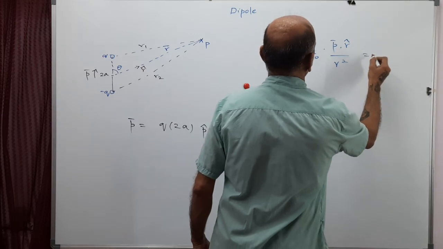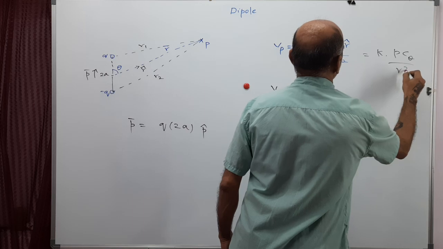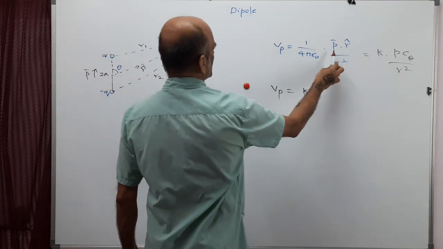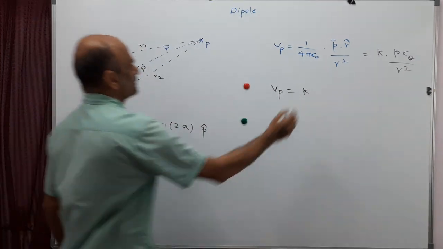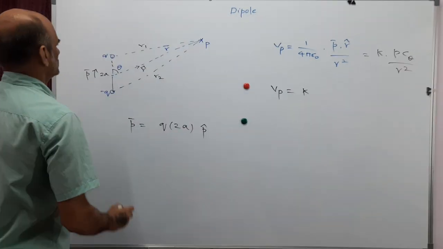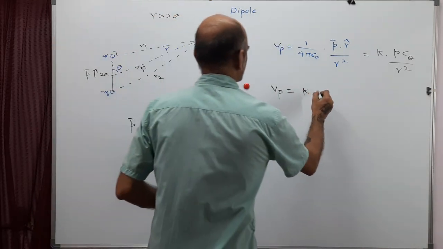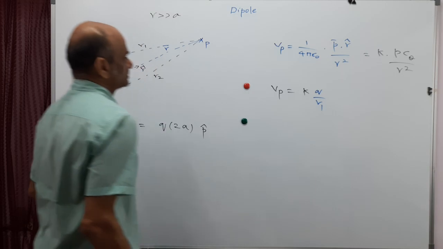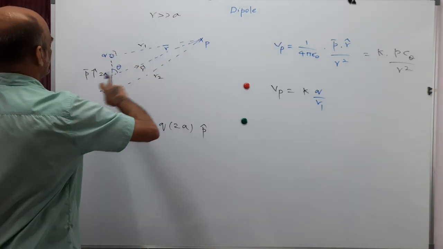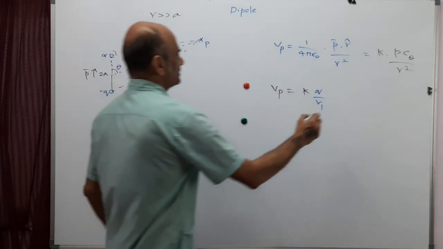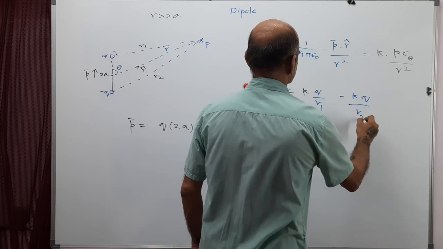this is actually K into P cos theta by R square, because A dot B is A into B into cos of the angle between them. A is P, P is 1 because it's unit vector, and the angle between them is cos theta. But for a point charge, it's K into Q by R, so it's Q by R1. Potential at this point P due to this positive charge, and due to the negative charge, it will be K into minus Q. I'll put the minus sign here by the distance R2.